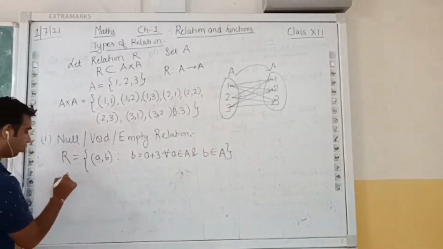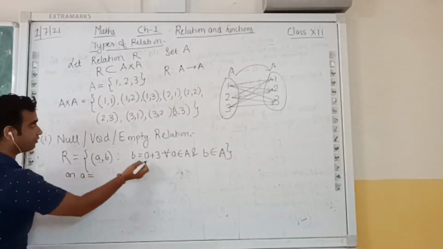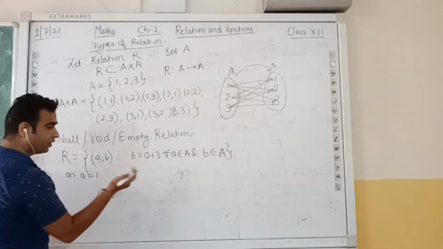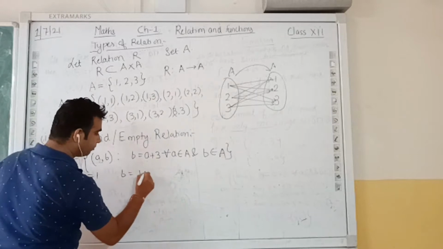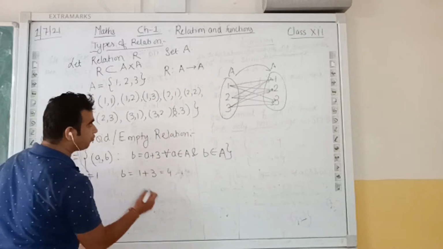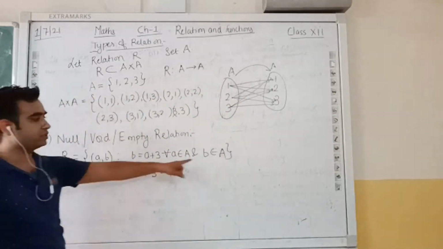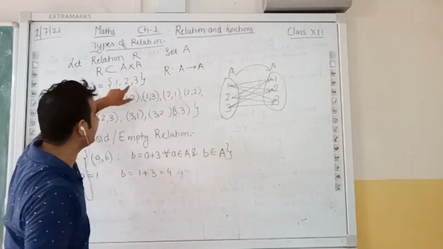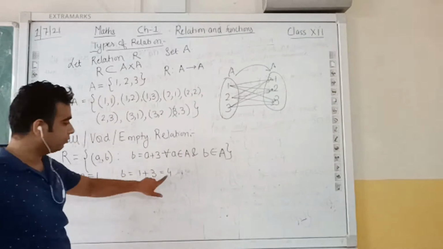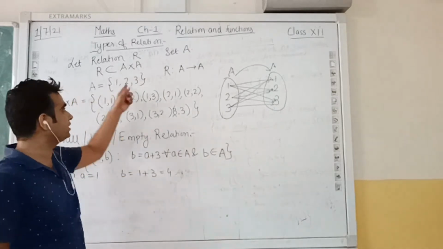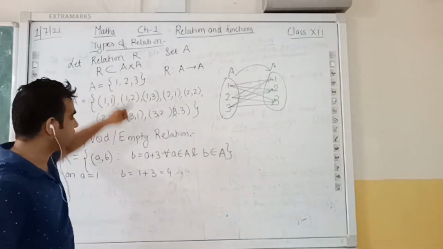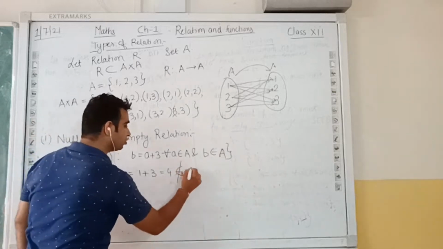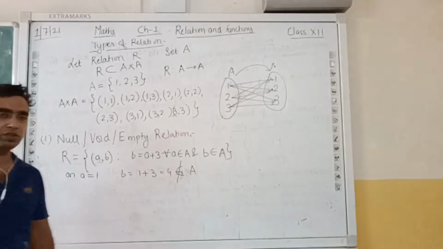So if I take the value of A as 1, then what will be the value of B? B is equal to 1 plus 3, that means 4, but 4 does not belong to our set A. What is written here is that B also belongs to set A, which means the value of B should also belong to set A. But the value of B that is coming, 4, is not in our set A. So B is not belonging to the set A.